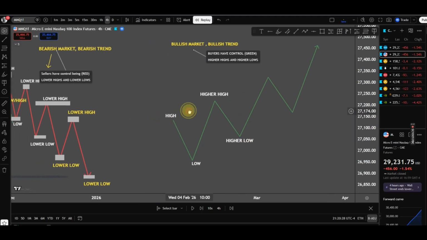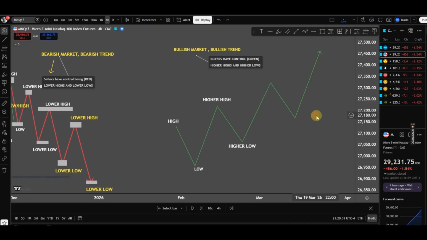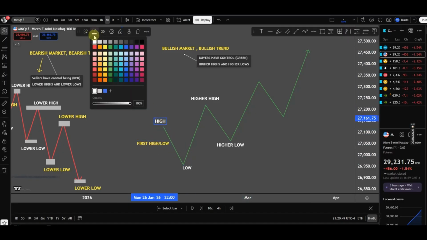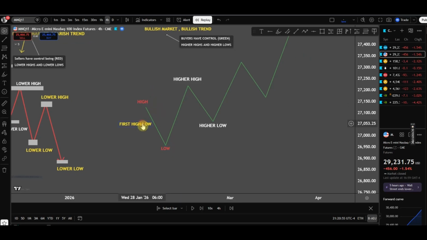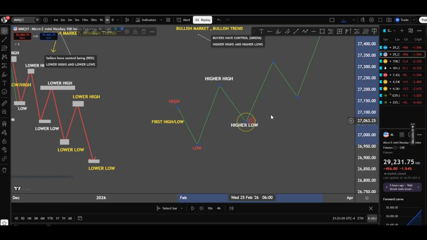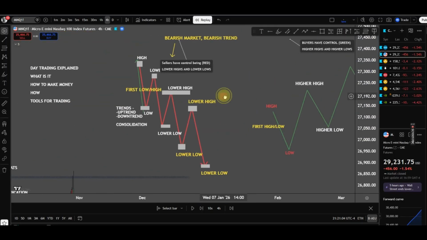So what is a higher high? What is a higher low? And how to tell that we're in a bullish trend. This video is about trends. Like I said, don't make it too complicated, but a bullish trend means you have a high, you have a low. Like I said earlier, first high slash low. So these two red words, low and high, these are our first highs and our first lows to our left that we're looking at for this trend. Because the market has different trends.